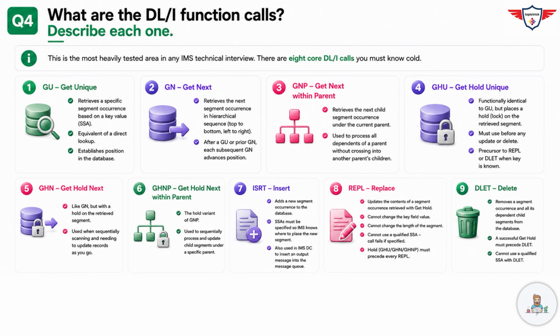Now the next one is ISRT, that is insert. It's basically a short form of insert. It actually adds a new segment occurrence to the database. Now you must also remember that you should always provide an SSA, that is segment search argument, so that IMS knows where in the hierarchy to place the new segment. And remember, insert is also used in IMS DC to insert an output message into the message queue.